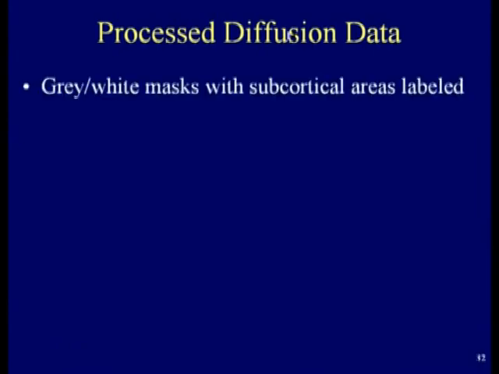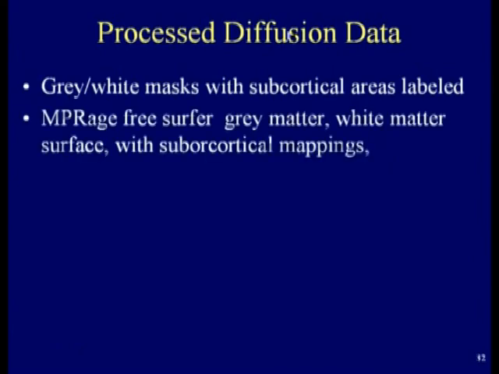We will also provide processed data. We will process through what we view to be some of the best techniques available to data and make the processed data available via those techniques. You can utilize that data either in raw form or the processed data. For example, we'll provide gray-white masks of the subcortical areas that are labeled. We'll provide FreeSurfer 3D volume maps, the gray matter, the surface, the subcortical mappings.